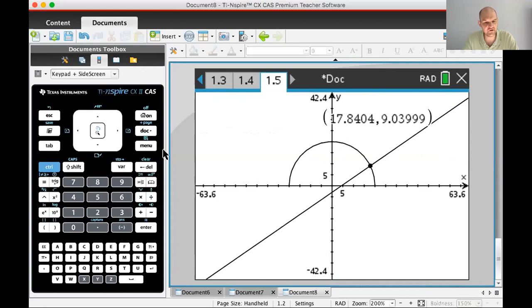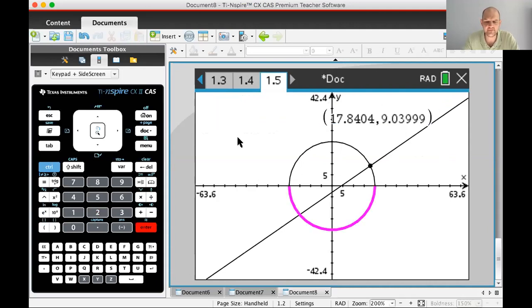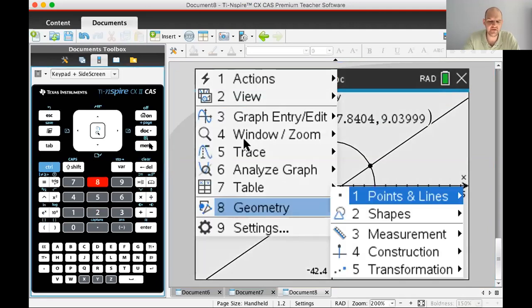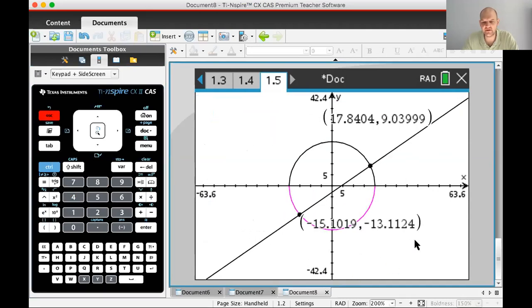So this appears to have worked. And then I'm going to do negative square root of 400 minus x squared for the bottom half of the circle. Menu 8, 1, 4, negative 50. Yeah, okay. So another thing that I could potentially do at this point is add in the parametrics and just see if it worked. I think what I'm going to do though, first of all, I think we got this.